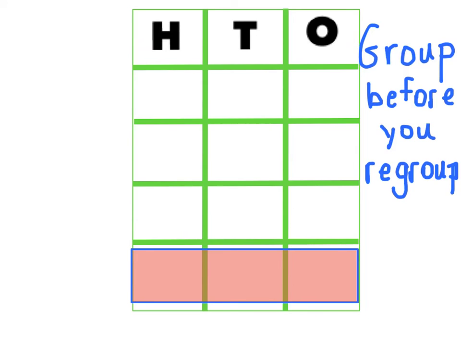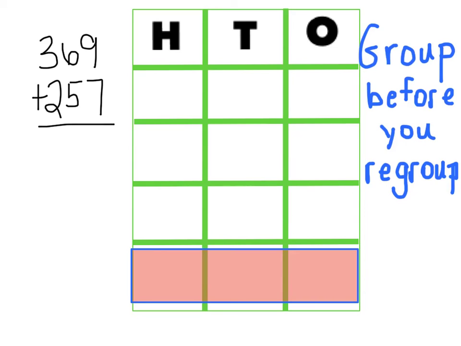Another interesting concept that was repeated is when students are given larger addition problems and subtraction problems, we need to group before they can regroup. For instance, if the problem 369 plus 257 is given, the students need to group those before they can regroup. 9 plus 7 gives us 16 ones. 6 tens and 5 tens give us 11 tens. 3 hundreds plus 2 hundreds give us 5 hundreds.